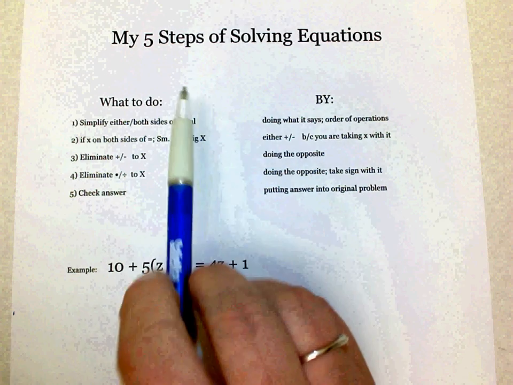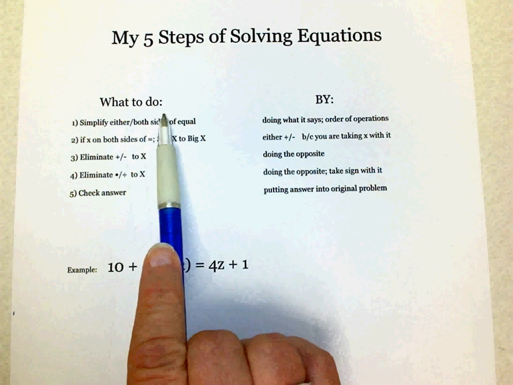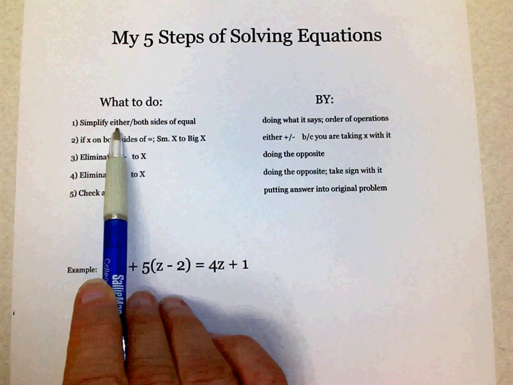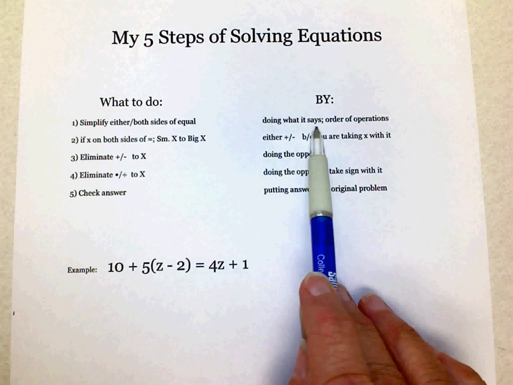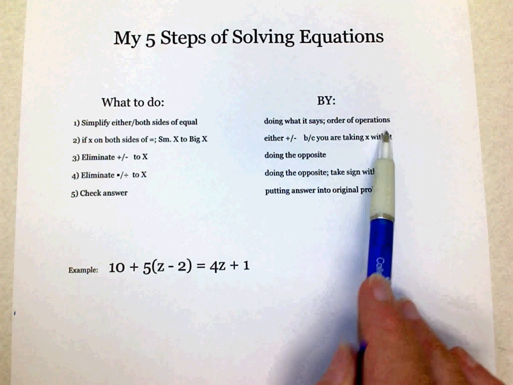Okay, my 5 steps for solving equations. What to do and how to do it. So first, we simplify either or both sides of equals. How do we do that? By doing what it says, because we're using the order of operations.